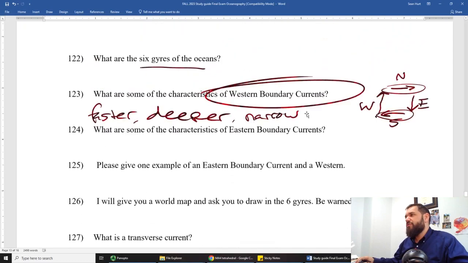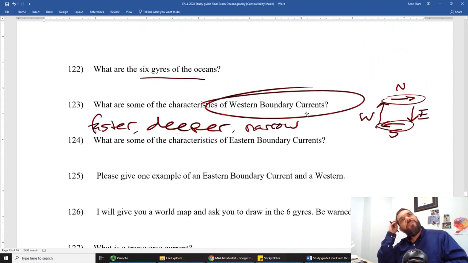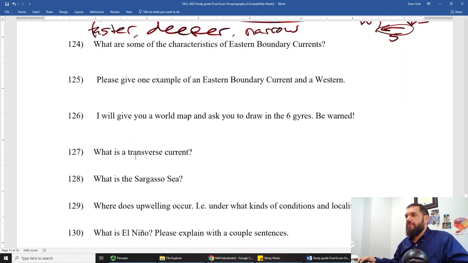An eastern boundary current, there's a lot of different eastern boundary currents. I'm trying to think of one that's maybe most important. Maybe the California Current, right, is a good example, or the Humboldt Current that goes along South America. Those are both pretty famous ones. Okay. So what are some of the character... Oh, no, we already did that.